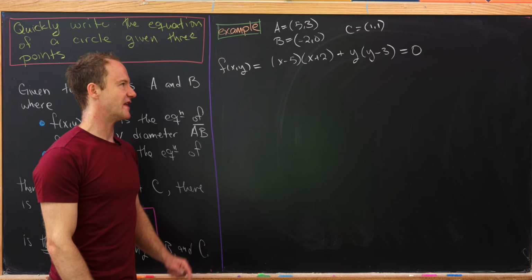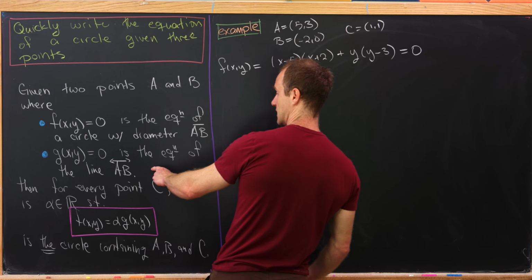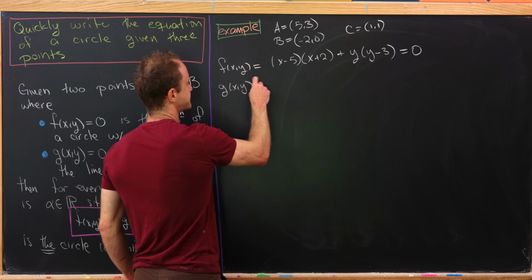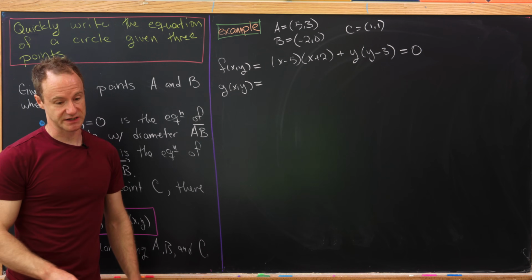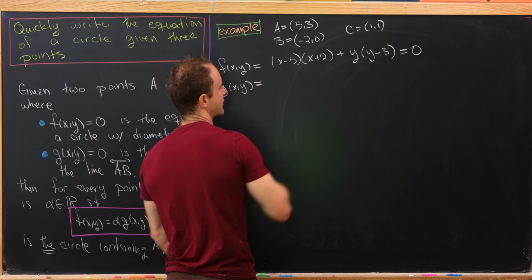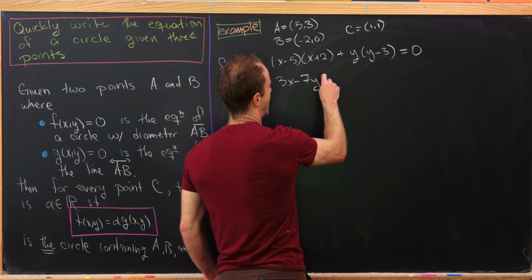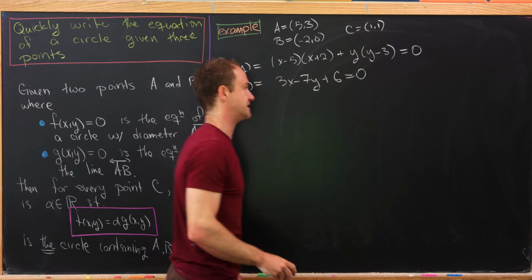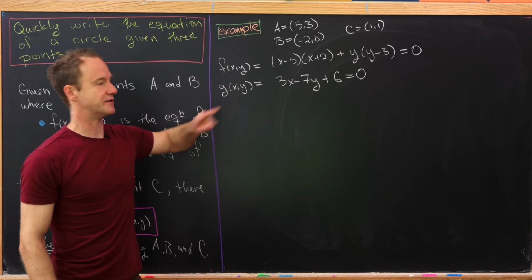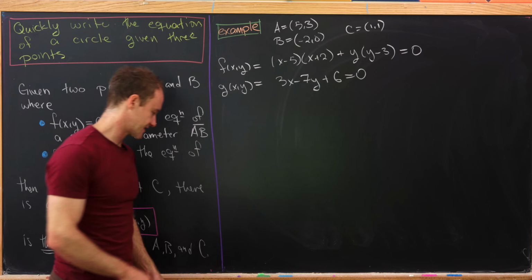So we argued why that's the right equation on the last board. And then we'll also need the equation of a line through AB. That will be represented by the function we'll call g of x, y, and after doing the calculation, you'll see that you get 3x - 7y + 6 = 0. Okay, so there's our f of x equals 0. This is the expanded version of f of x. g of x equals 0. This is the expanded version of g of x.